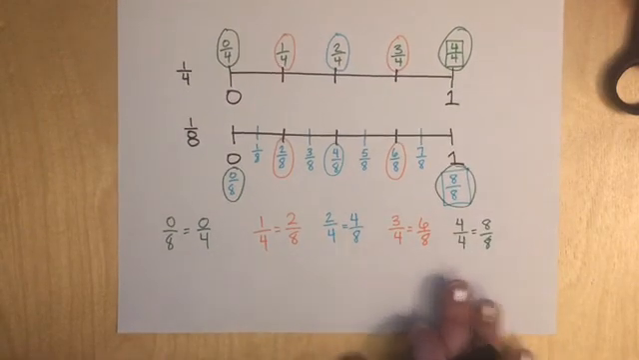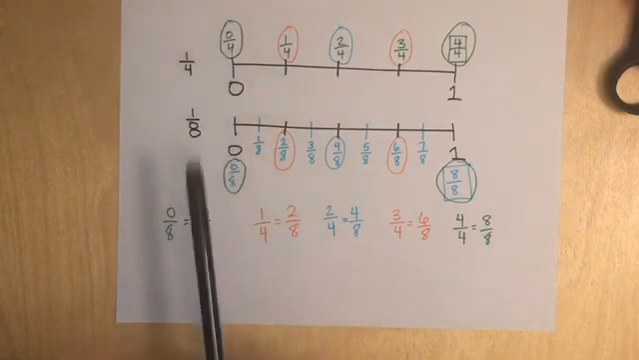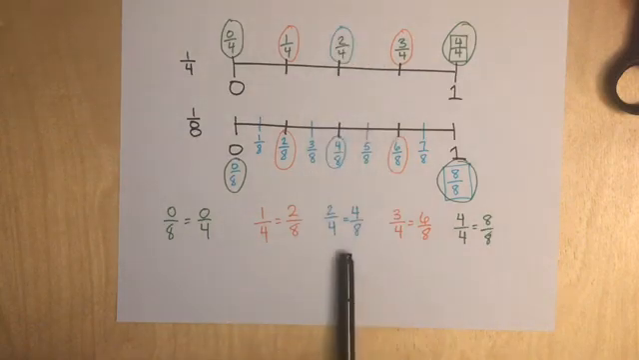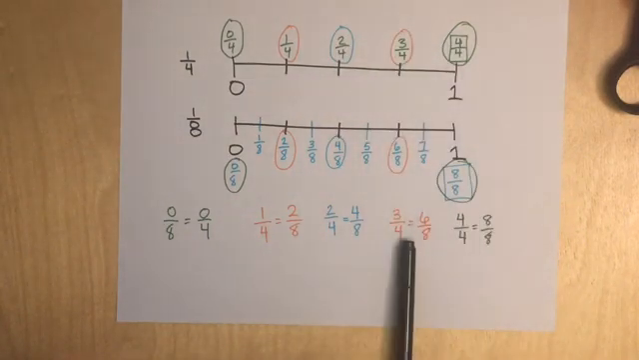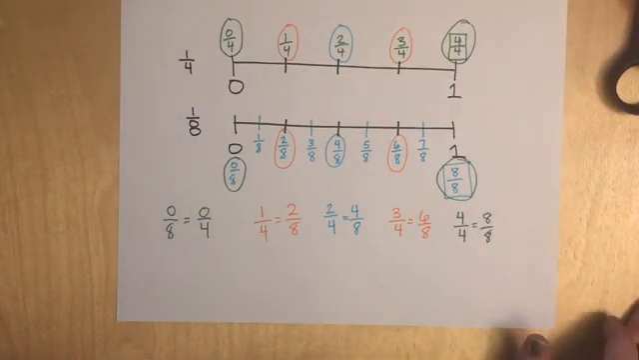Then my equivalent fractions, there were quite a few, so I had 0/4 and 0/8, 1/4 and 2/8, 2/4 and 4/8, 3/4 and 6/8, 4/4 and 8/8. How did you guys do?